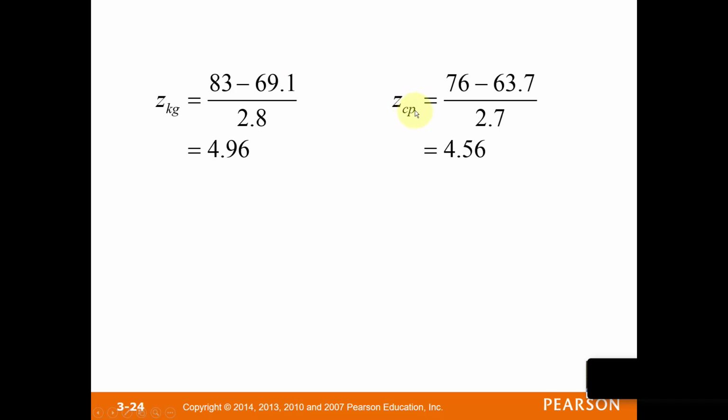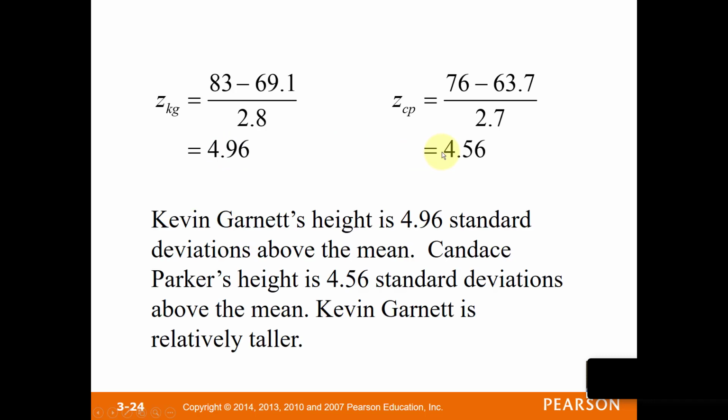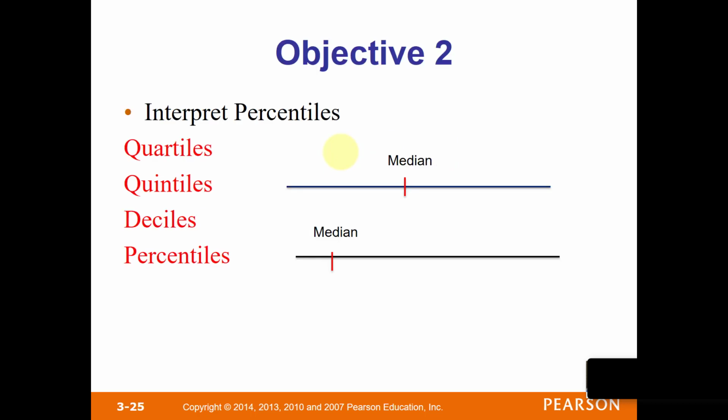Then we compute Candace's z-score for her population, females, and we see that the data value, her height, minus the mean for the distribution divided by the standard deviation of the distribution yields a z-score of 4.56. Because Kevin is almost 5 standard deviations above his mean, whereas Candace is only about 4.5 standard deviations above hers, Kevin is taller in his respective population, meaning he's taller as a male than Candace is tall as a female. Think about this. This is a really important example because, again, I put it on the test a lot.